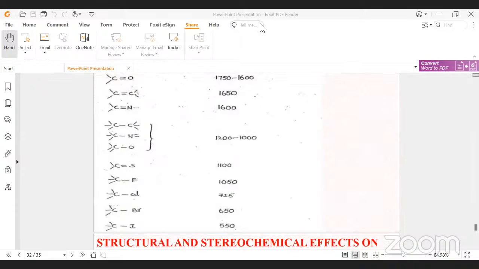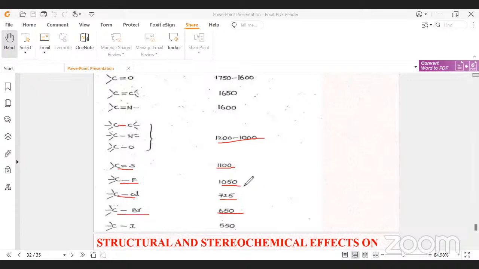If the molecule has a C single bond C, the peak will be 1200 to 1000. Or C double bond N, or C single bond N, C single bond O, the peak will be 1200 to 1000. For C double bond sulfur, the peak will be 1100. CF 1050, Cl 725, Br 650 and I 500.